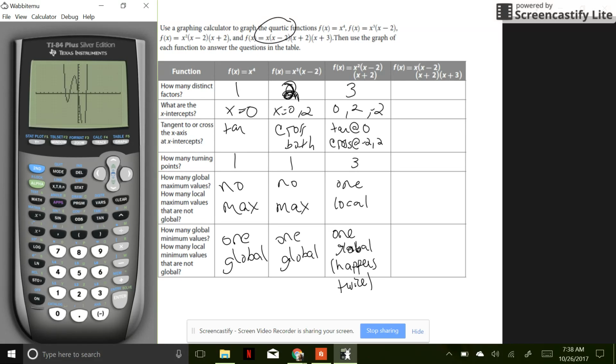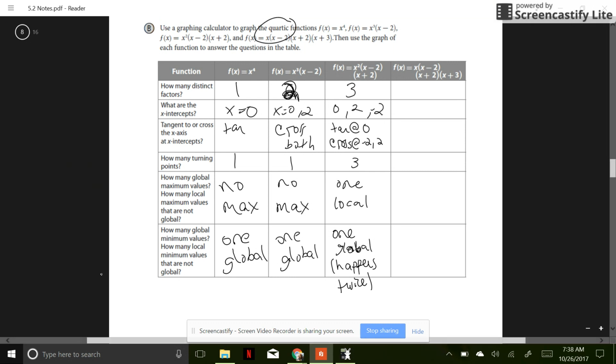How many turning points? So we're decreasing, we change to increasing: 1. Then we're increasing, change to decreasing: 2. Decreasing, changing to increasing: 3. 3 turning points. So how many distinct factors? 4. From our equation, we can see there 0, 2, -2, -3. Crossing all of them. We should have 3 turning points.